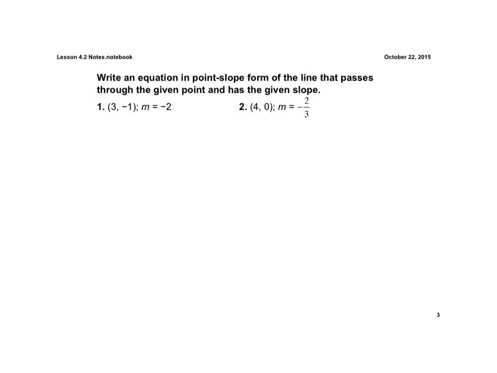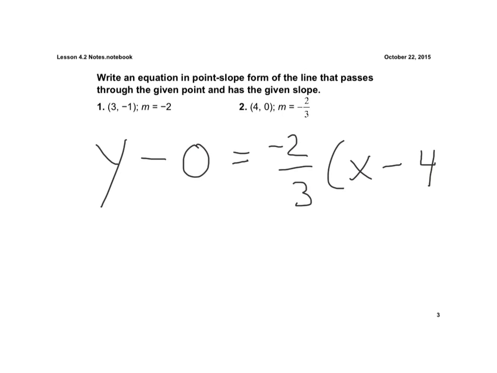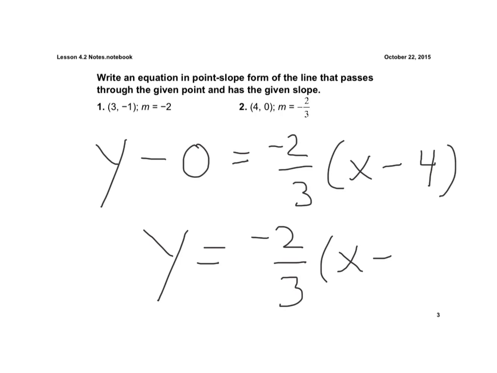Alright, so for example 2, again, we'll go y minus 0 equals negative 2/3 times x minus, and x1 is 4. To simplify this, they just want it left in point-slope form, but we would go ahead and simplify it to be y equals negative 2/3 times the quantity x minus 4. And that's how it's simplified in point-slope form.